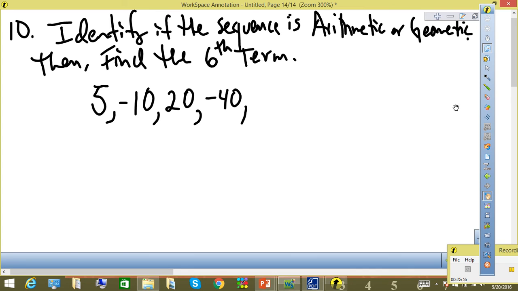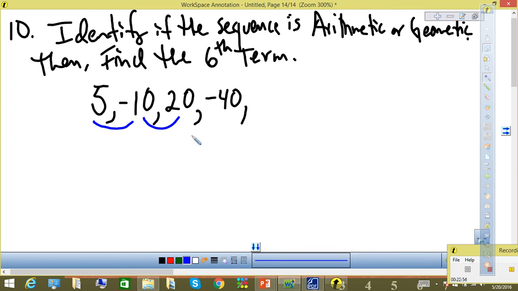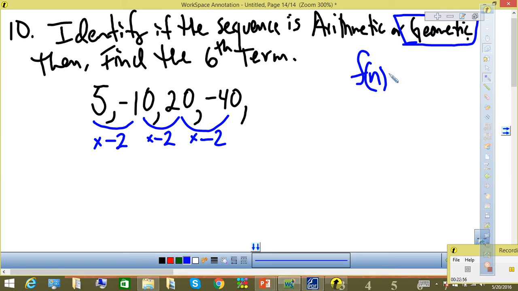All right, so let's do this one together. So the first thing that we need to figure out is the pattern, yes? So let's think about it. Something's happening from here to here, from here to here, from here to here. What's going on? Times negative 2, times negative 2, times negative 2. Therefore, if it's multiplying, is it arithmetic or geometric? So if it's geometric, our formula for the geometric is f of n equals r times f of n minus 1. You guys remember that?